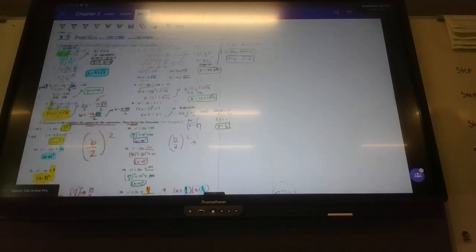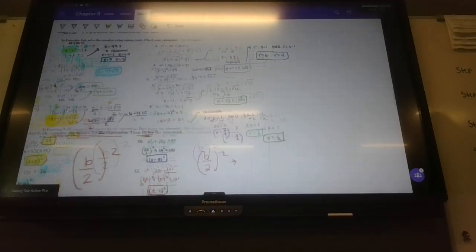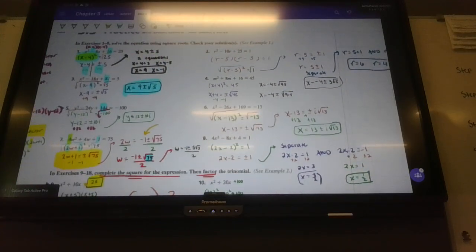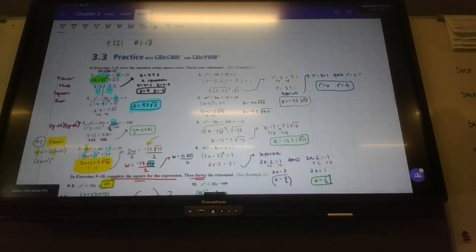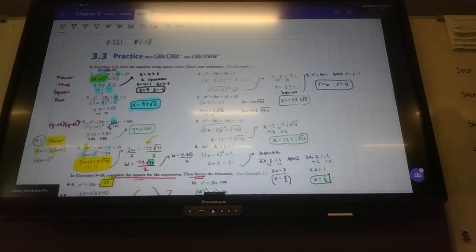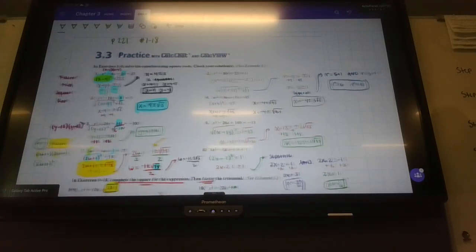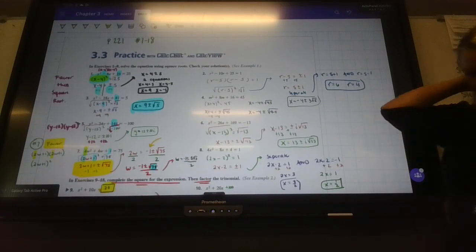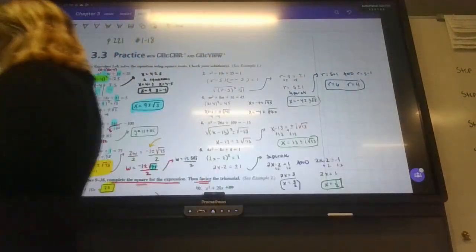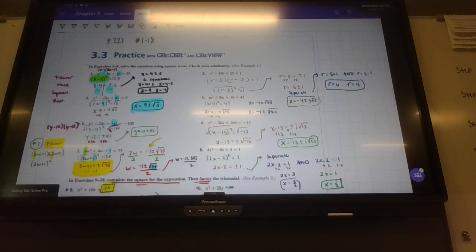All right, on Monday, I think we did 1 through 18. You guys go ahead and open your books up to page 221 and let's check them. Remember what we did? We were factoring and square rooting. 221.